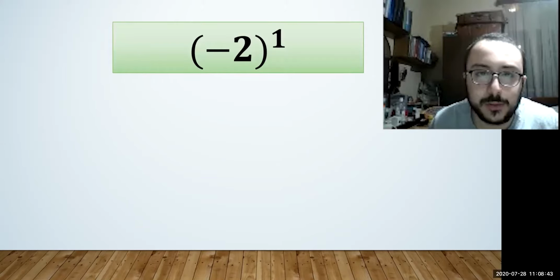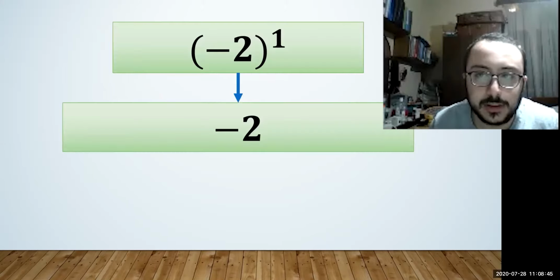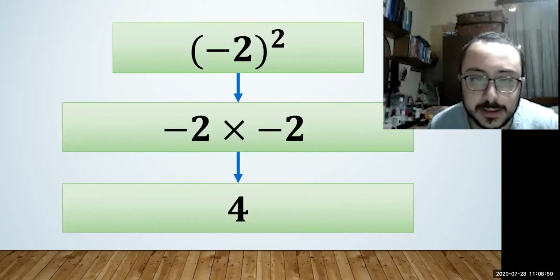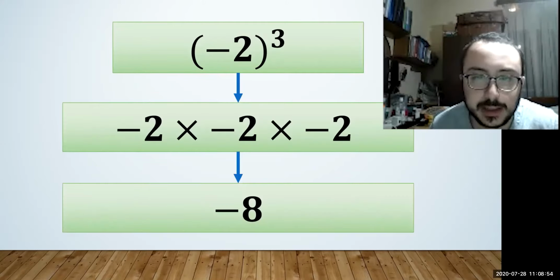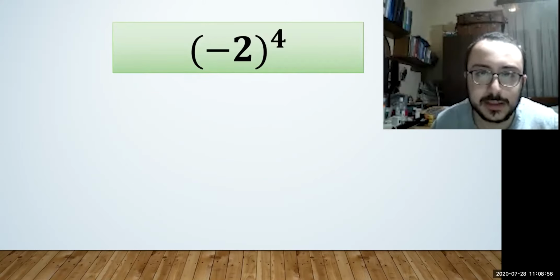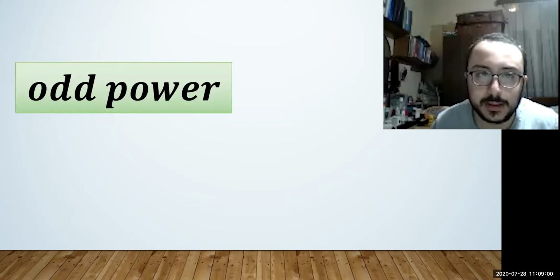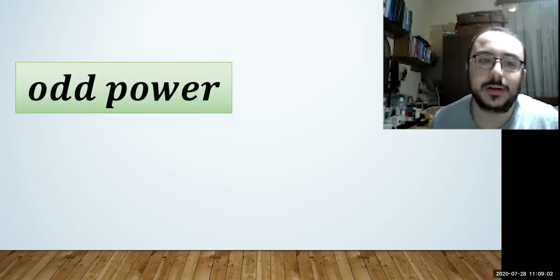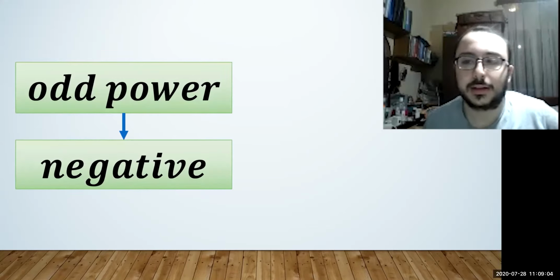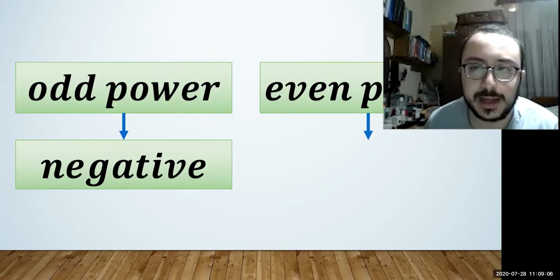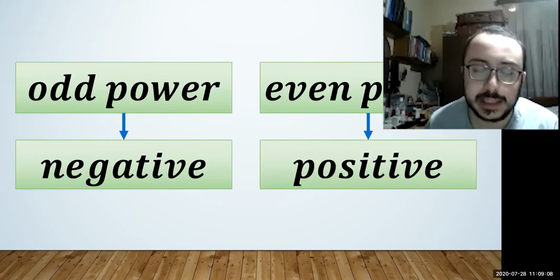The same thing for minus 2 power 1, the answer is minus 2. Minus 2 power 2, it's 4, so it's positive. Minus 2 power 3 is negative. Minus 2 power 4 is positive. So when the number has an odd power, it's negative. When the number has an even power, it's positive.